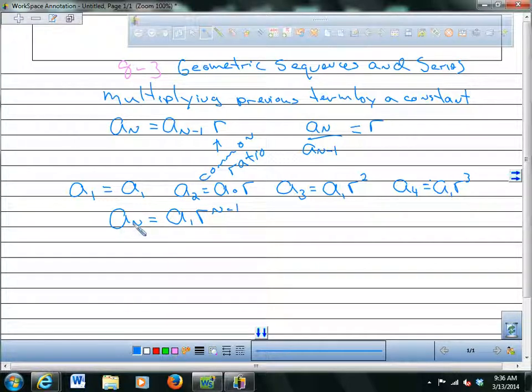So if you're trying to find the sixth term, you plug in 6 here, and you have to know r and you have to know a sub 1. If you want that nth term, that's the way you would find it.